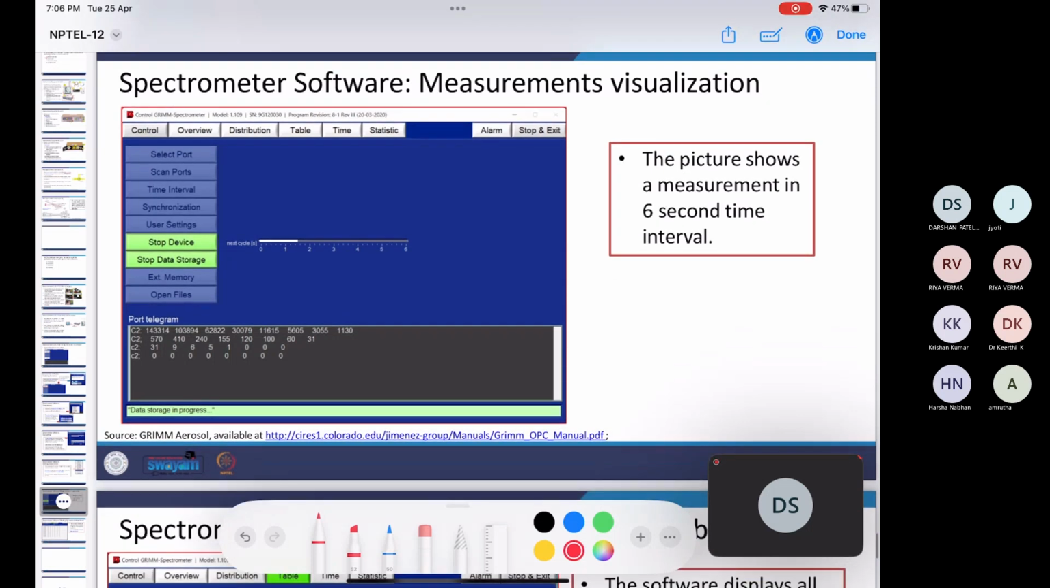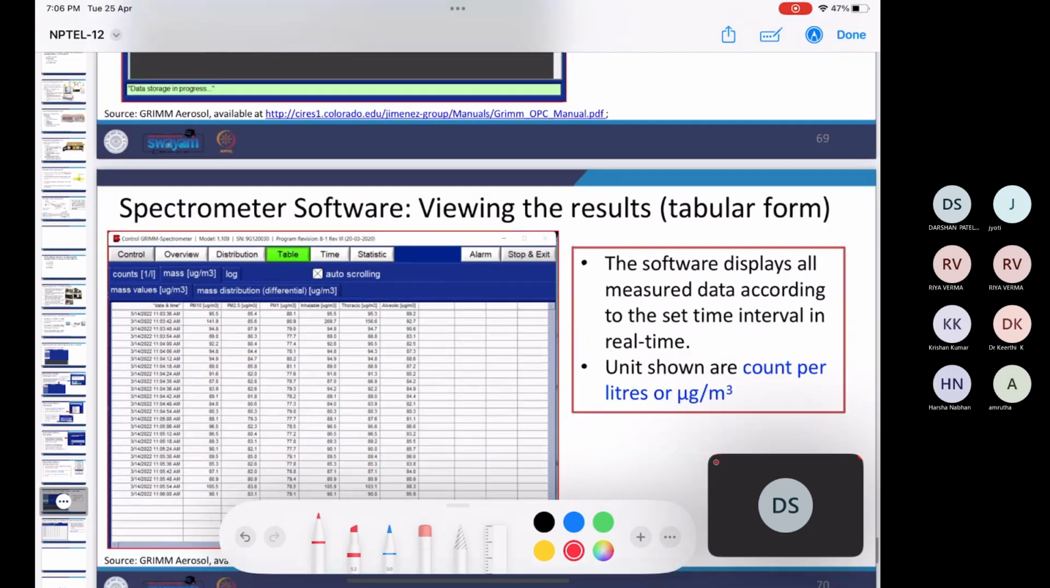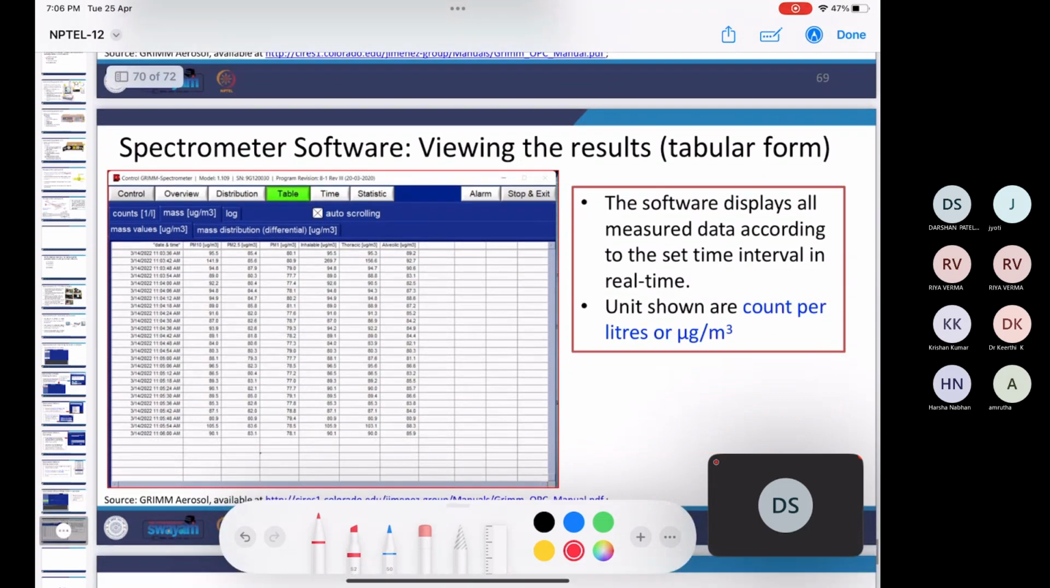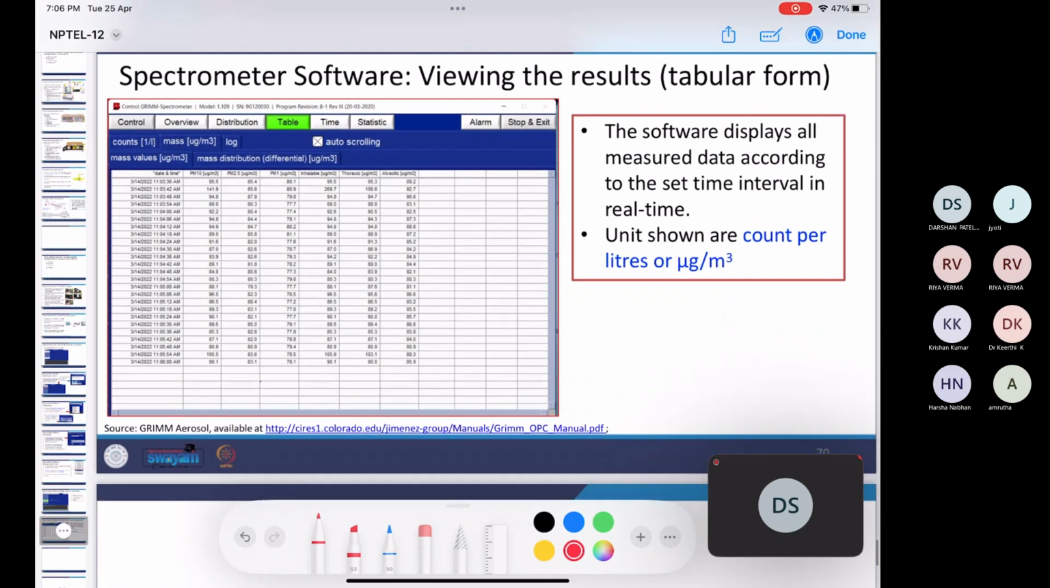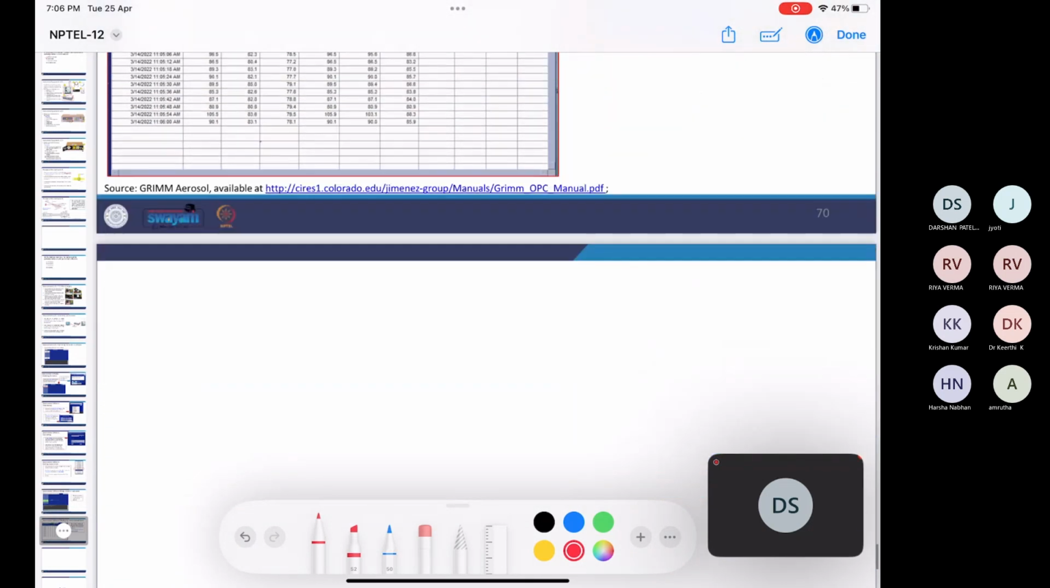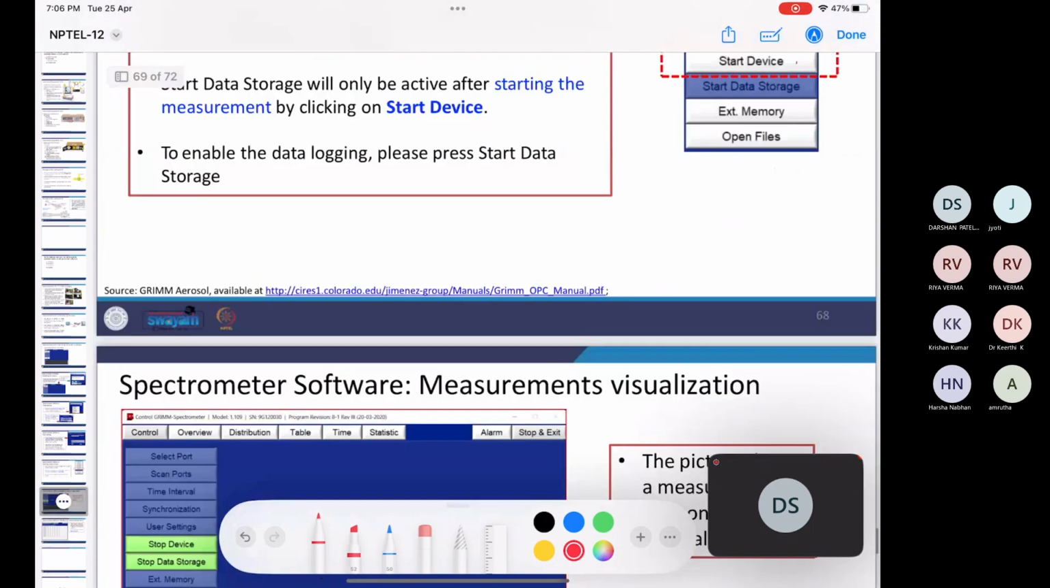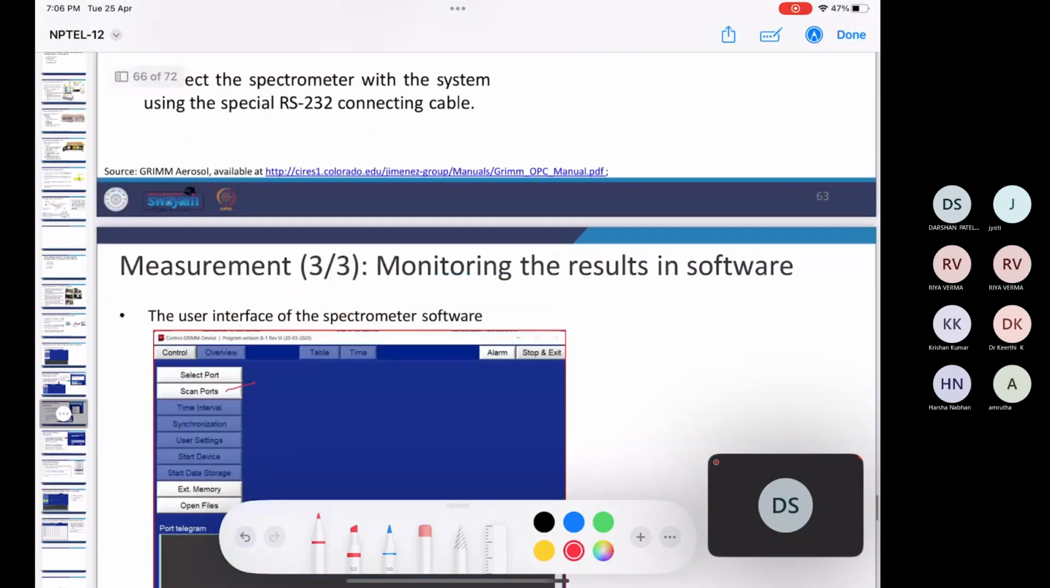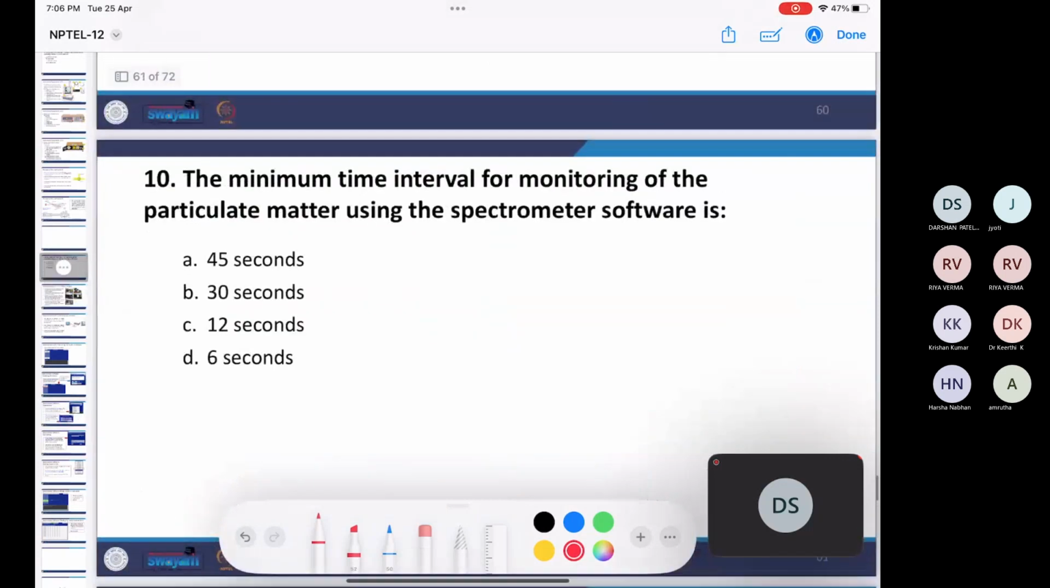And this picture is showing the measurement in the 6 seconds time interval. And here you can see the particle counts are being generated. This is how the software displays all the measurement data according to the set time interval in real time. And units are in counts per liter or micrograms per meter cube. So this is how your Grimm spectrometer looks like and works. The minimum time interval here is 6 seconds.